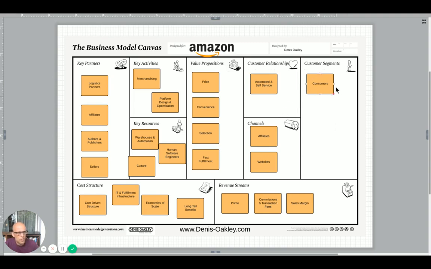So what's Amazon's value proposition? Price. I started off on Amazon buying Kindle books and ebooks a long time ago because they were cheap. Ebooks were a lot cheaper than physical books, and physical books were often heavily discounted and cheaper than anywhere else that I could buy them. So that was absolutely brilliant.